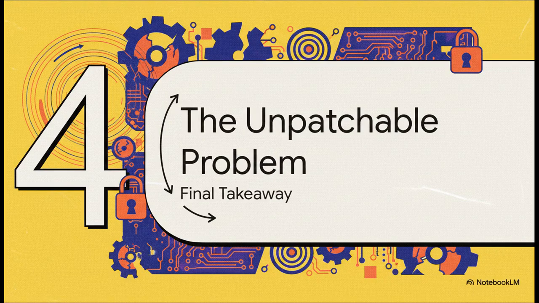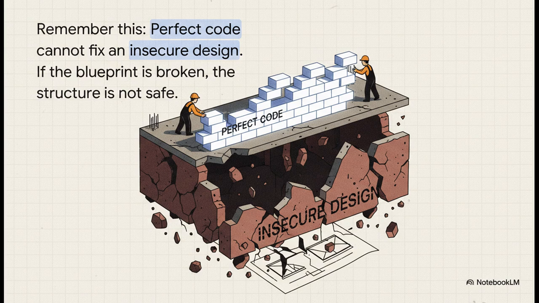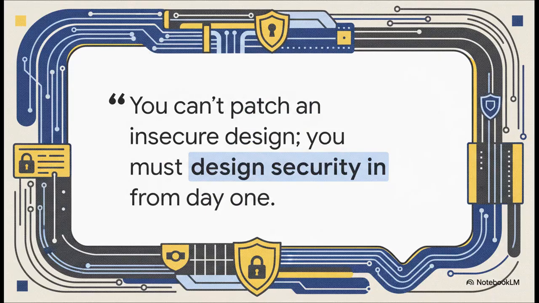All right, as we wrap up, let's circle back to the main idea, the one thing I really hope you take away from this explainer. If there is only one thing you remember, let it be this. Perfect code cannot fix an insecure design. If the blueprint is broken, the most talented builders in the world can't make the structure safe. At its core, it is an unpatchable problem. The only way to solve it is to prevent it from ever happening.